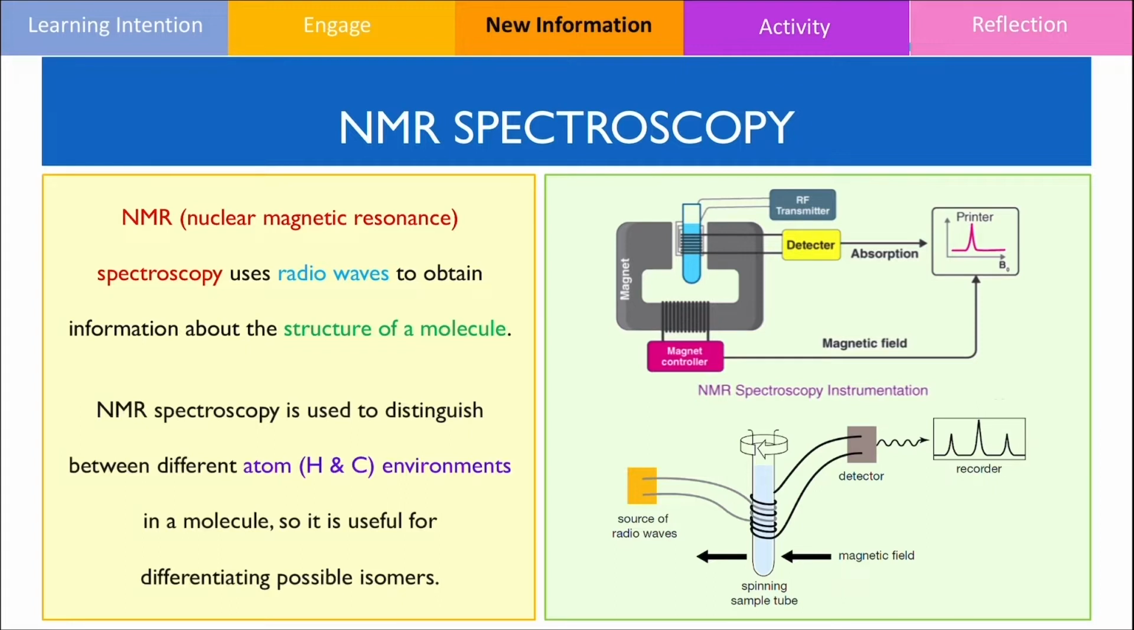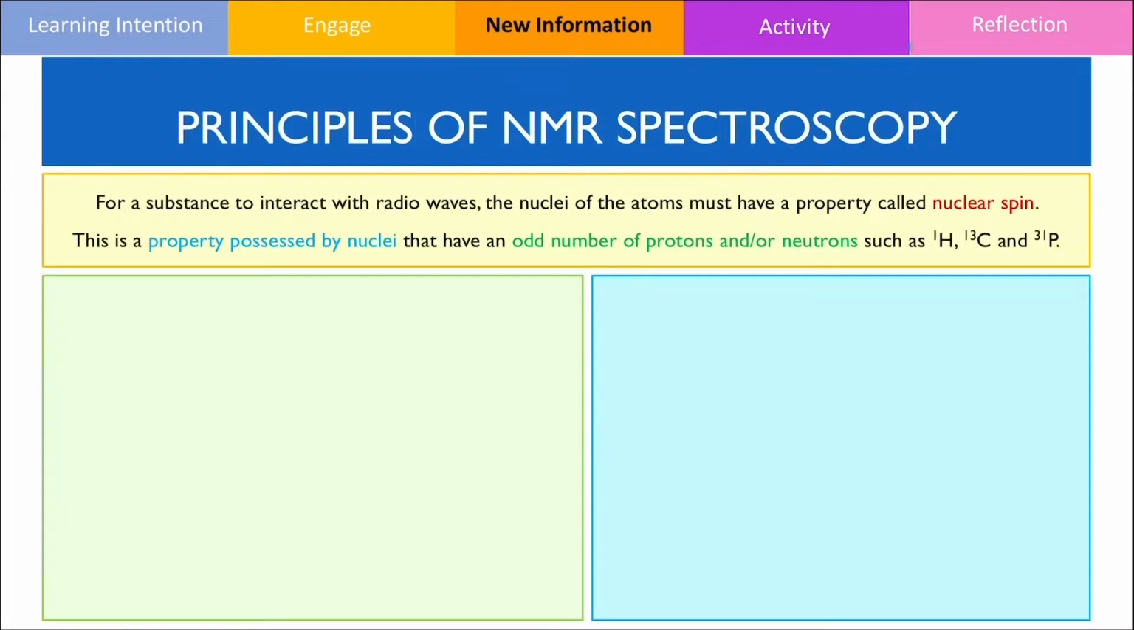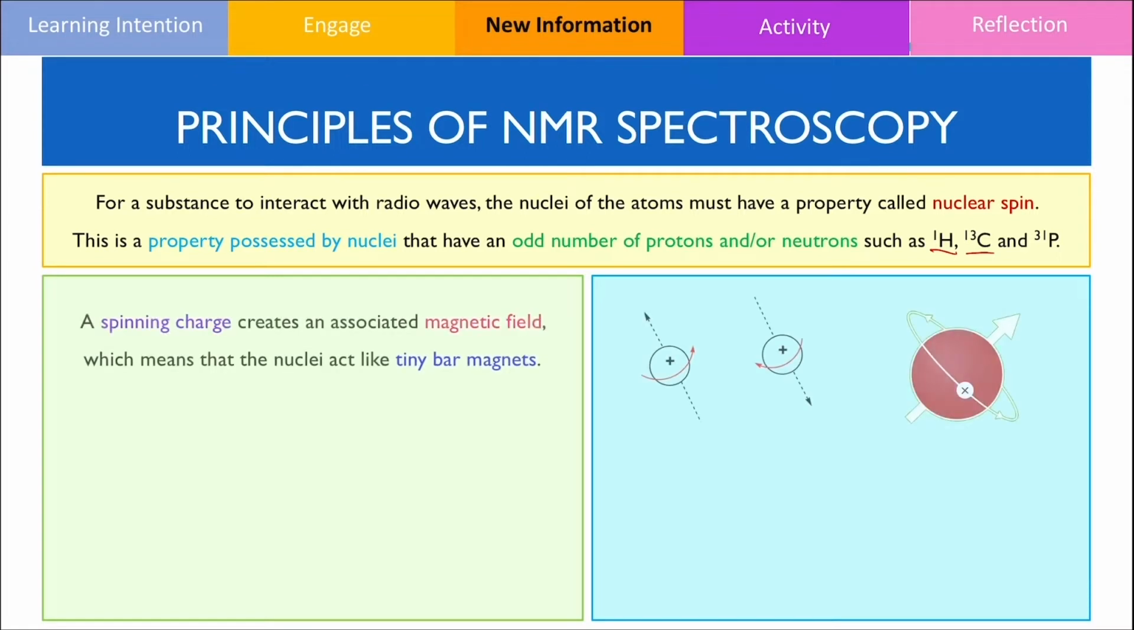This can be quite technical, confusing, and abstract, but it's a VCAL requirement for you to understand the principles of NMR spectroscopy. The first thing I need you to understand is that a substance can only interact with radio waves if the nuclei of the atoms have a property called nuclear spin. This is a property possessed by nuclei of an odd mass number. Two primary examples of this are hydrogen-1 and carbon-13. The nuclei of hydrogen-1 or carbon-13 spin around an axis, which generates a magnetic field.